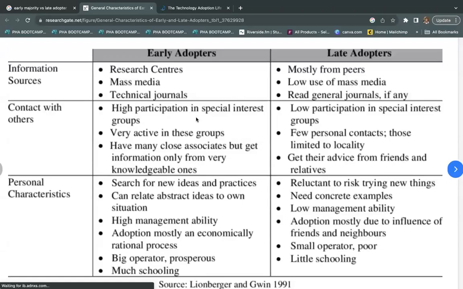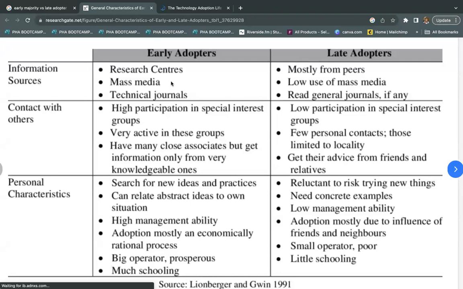Okay, thank you. So I want to share my screen so you can see the difference between the early adopters and late adopters. For the early adopters, their information sources are research centers, mass media and technology. Maybe they research how to order a ride. They just go to Google and search how to order a ride from my house. Then Google will bring out Bolt, Uber, all the available options, and maybe blogs, websites, everything about that. That's when they now see it.